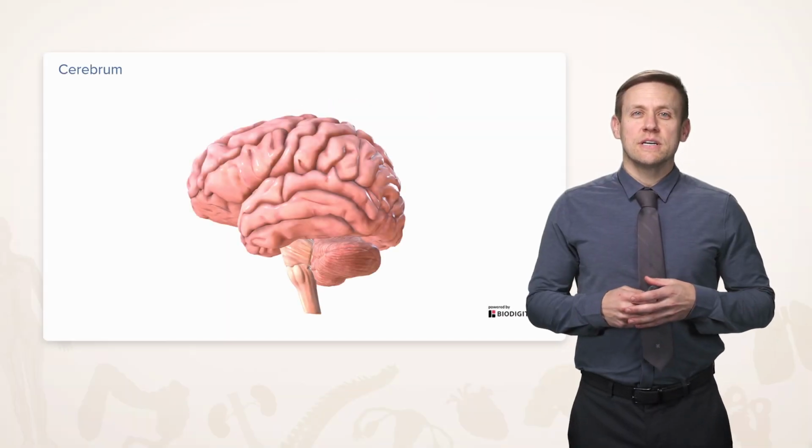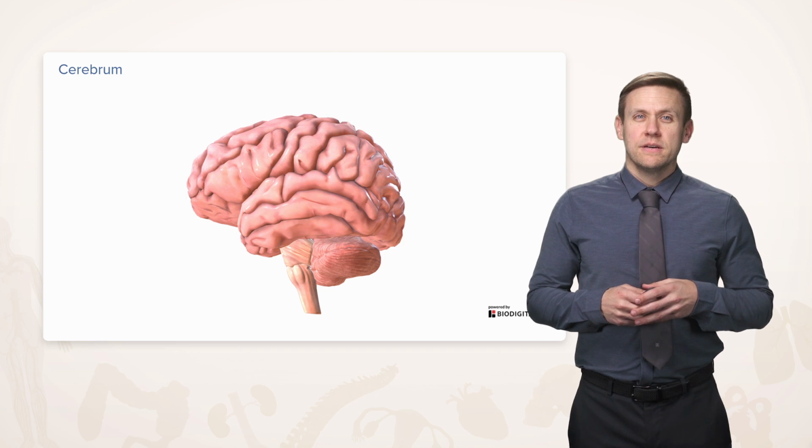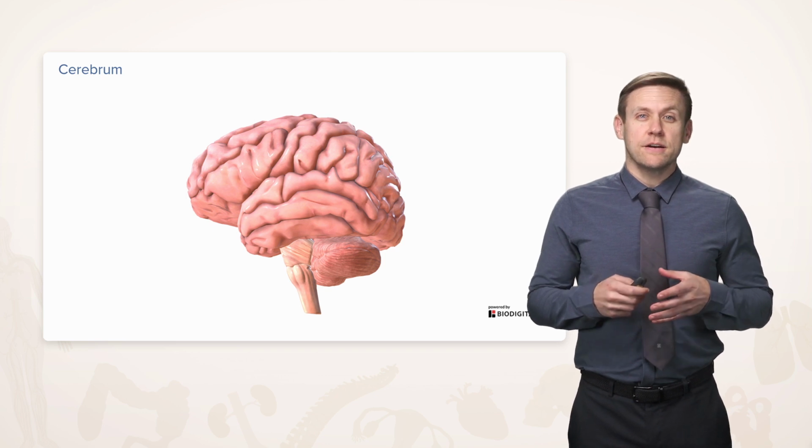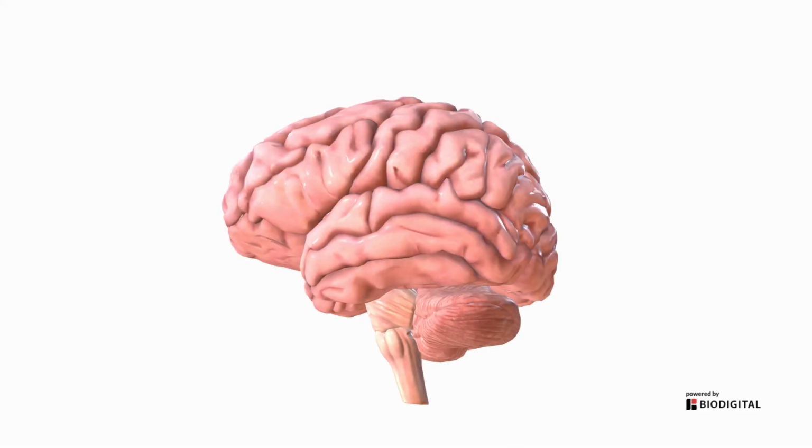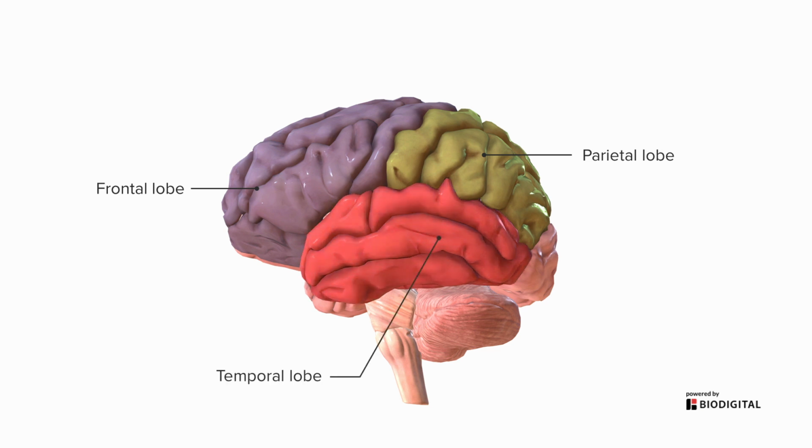Let's take a closer look at the cerebrum. The cerebrum is relatively large and can be broken down into smaller components that we call lobes. Anteriorly, we have the frontal lobe. Posterior to the frontal lobe, we have the parietal lobes. Laterally, we have the temporal lobe. And posteriorly, we have the occipital lobe.